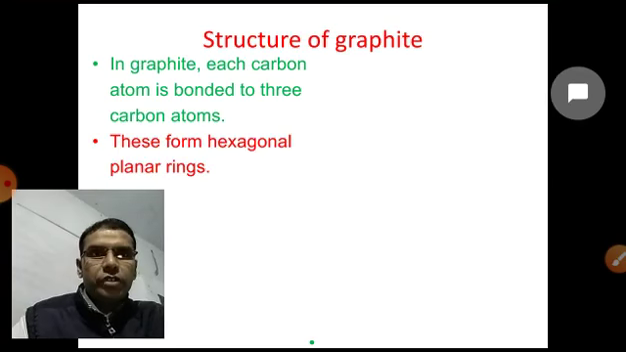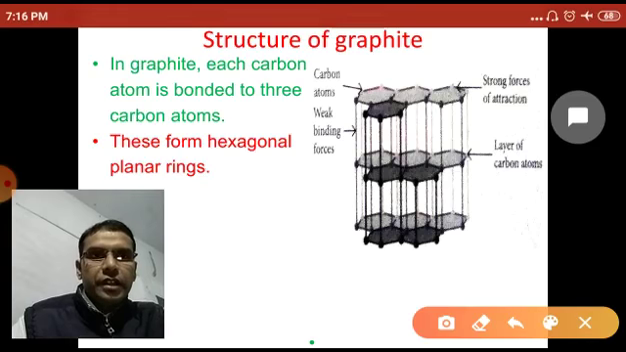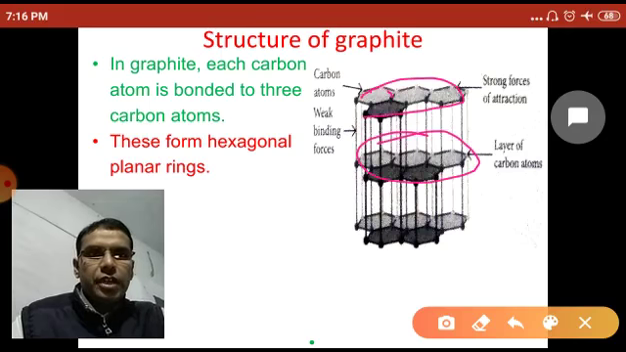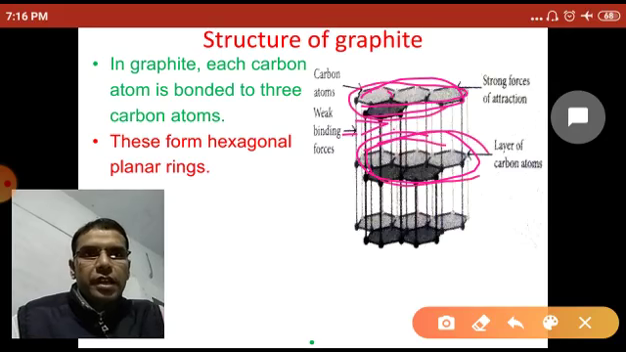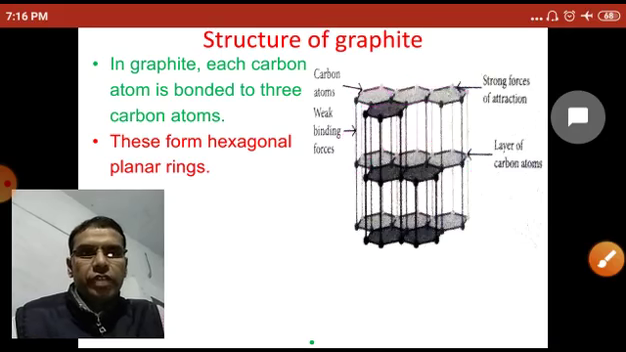These carbons form hexagonal planar rings. Let's see the diagram. Here are the hexagonal planar rings, and at each corner a carbon atom is present. These hexagonal rings are attached to other hexagonal rings by a weak van der Waals force. That's why graphite has a slippery nature, because one plate slides over another plate of the hexagonal ring.